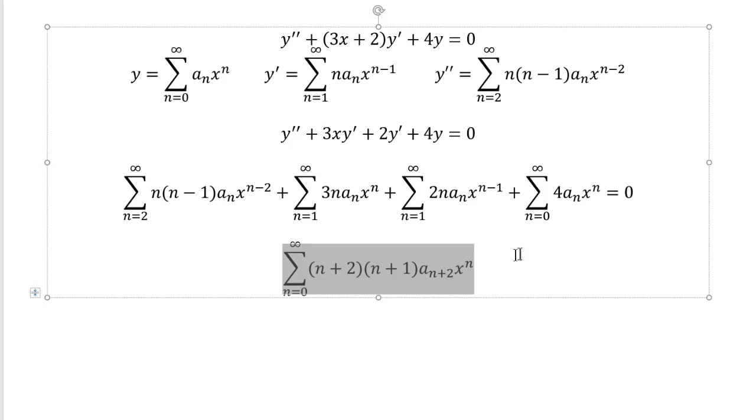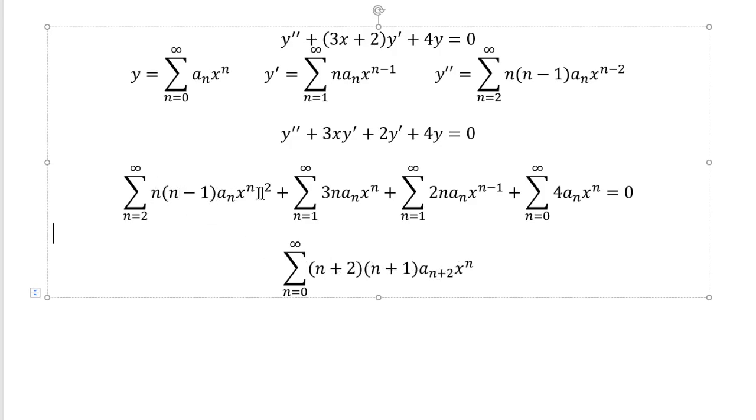And if you don't see it, I really want you to stop the video and check it by writing all the terms that are produced by this. So the very first term produced by this is when n is 2, it's 2 times 2 minus 1, which is 1. So it's 2 times 1 times a2. x to the 2 minus 2 is 0, so x to the 0th power is just 1. So the very first term this will produce is 2 times 1 times a2. Whereas here, if you have n equals 0, this is 2 times 1 times a2 x to the 0th power. So it's exactly the same as the previous one, which is 2a2.